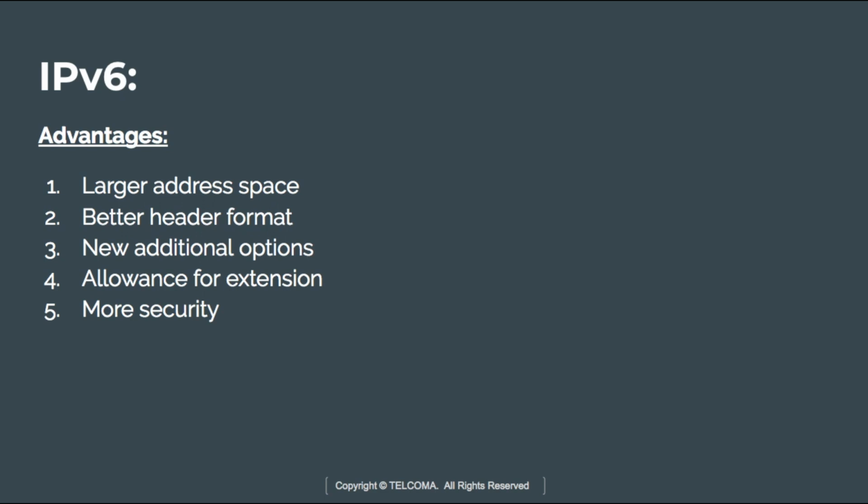Next is new additional options, as we have IP security and the extension headers. These are the additional information that we added in the IPv6 packet. Next is allowance for extension. Here we are using the extension headers to add additional information like hop-by-hop options, destination options, routing headers. So due to this extension header in the IPv6 packet, we can add additional information if required.